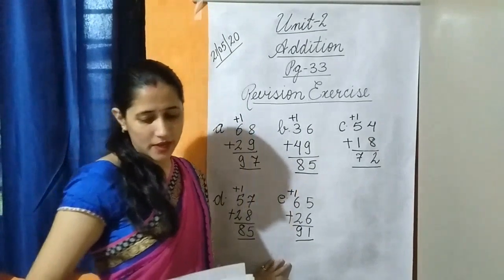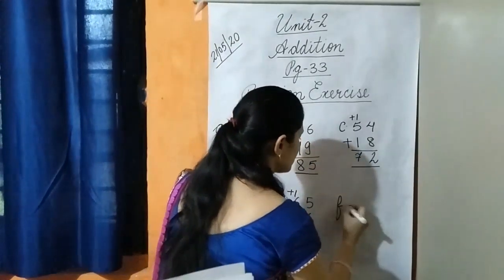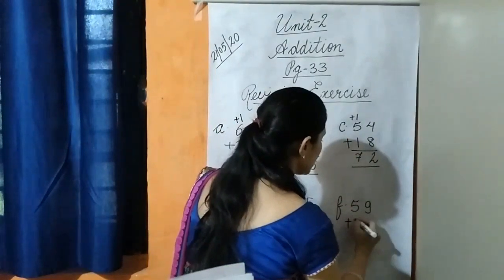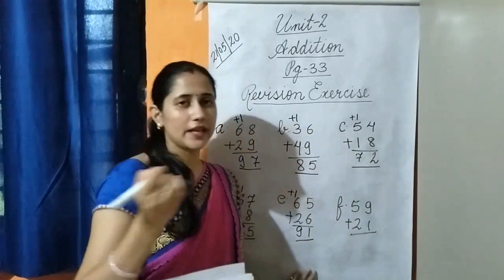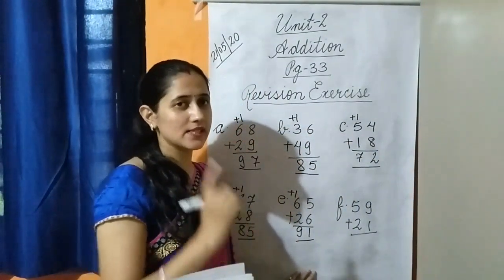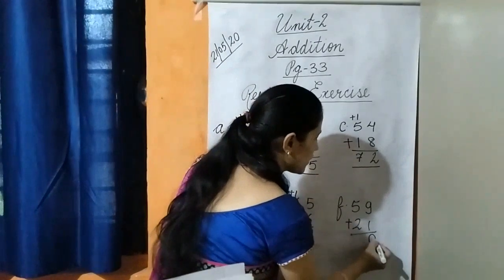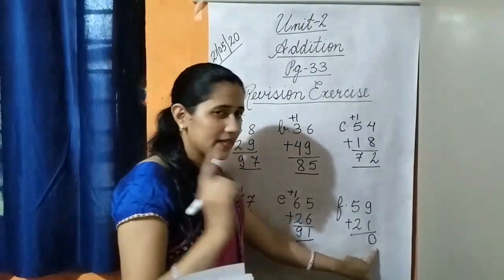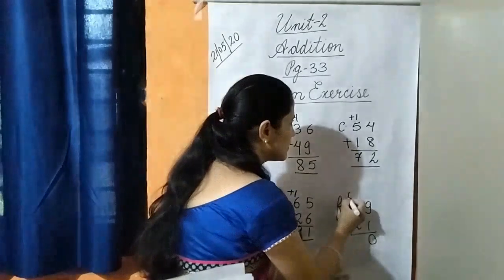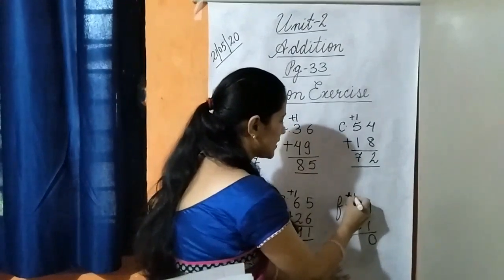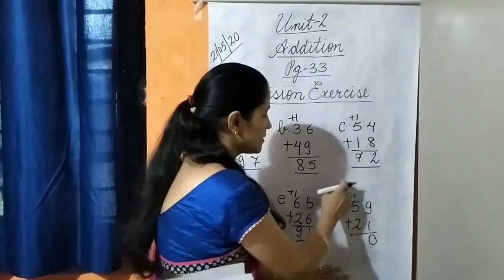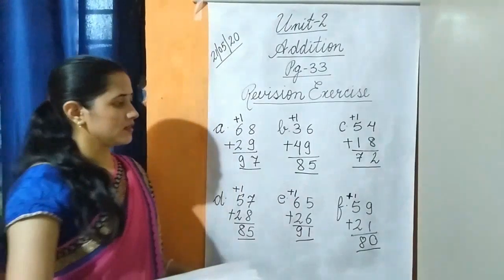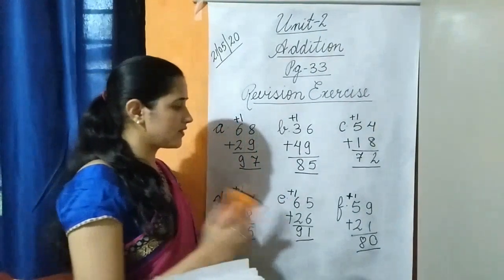Now F is 59 plus 21. So 9 plus 1 is 10. 0 is at ones place in 10, so 0 we write here. And at tens place we have 1, so 1 we carry forward to the next place. So 5 plus 2 is 7, plus 1 is 8. Do this, and if you have not done it, pause the video and do it.